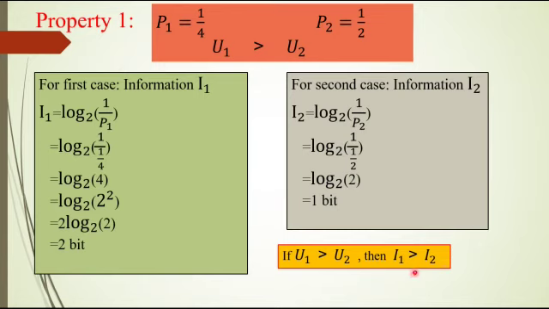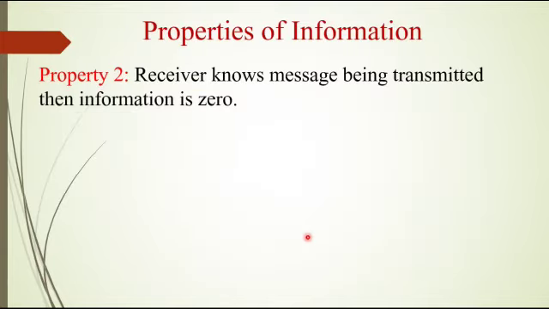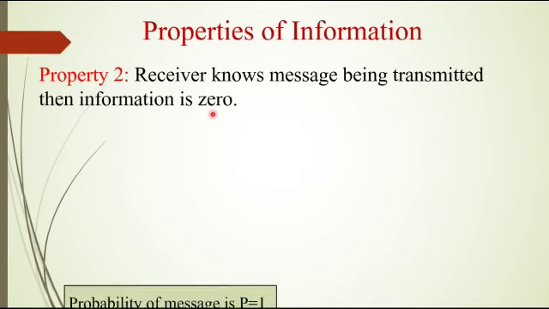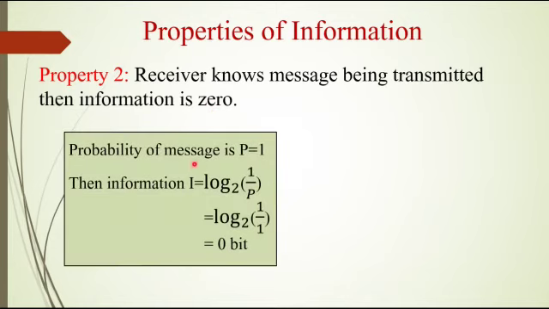Okay, now let's see the next property, the second property. So what is it? If the receiver knows the message being transmitted, then information is 0. If the receiver knows what the message is which is being transmitted, then there is no information. So the probability of the message is 1, because the probability is very high. So it will be 1.